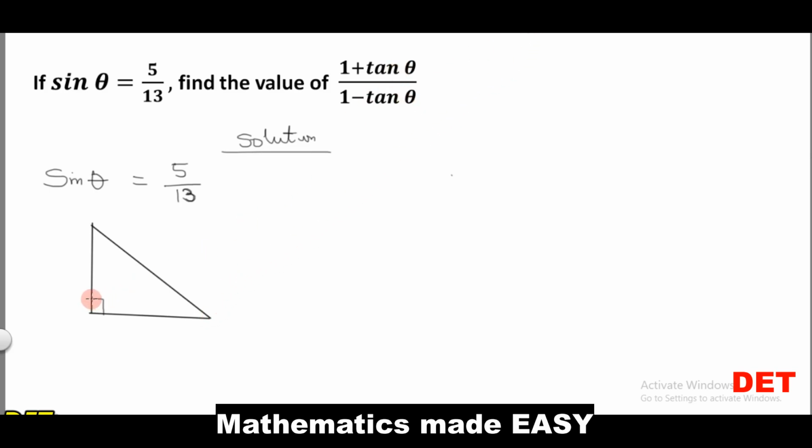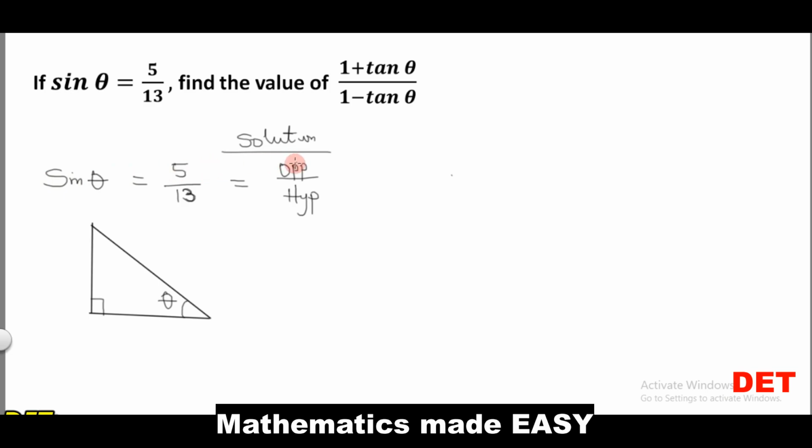So this is the right angle, and this is my theta. So you should know that sine theta is equal to opposite over hypotenuse. Alright, so my opposite is 5, because sine theta in our question is 5/13.